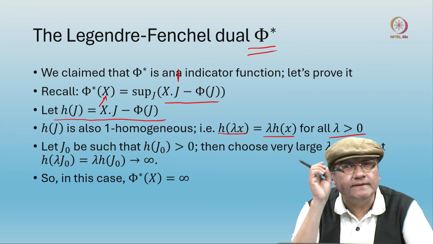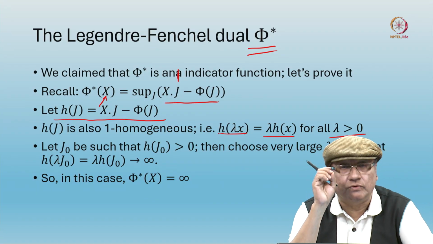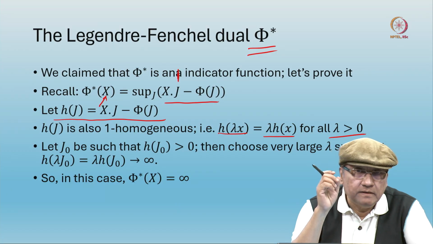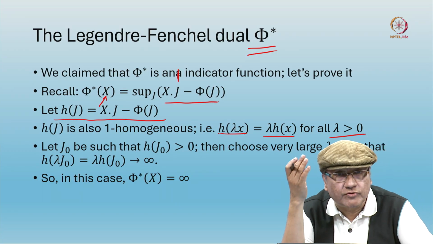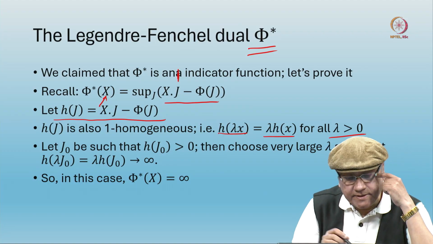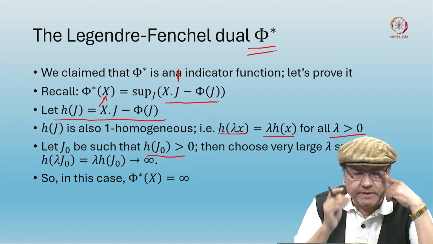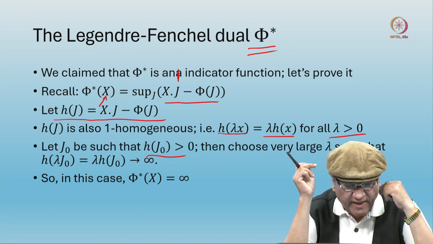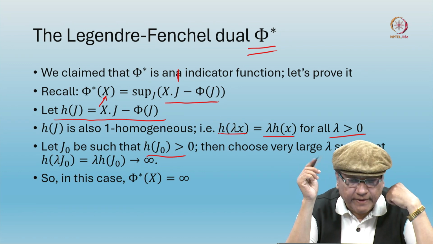Now, let us say that we have found some J0, some plastic strain rate and hardening variables, call it J0, such that h of J0 is greater than 0.